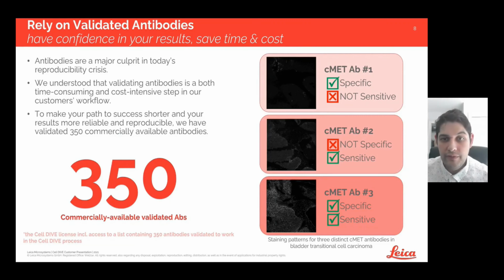And I just want to point out a couple of features of the overall solution that can make this work even easier for researchers. The first thing I'd like to point out is that the antibodies that are used for CellDive, you're not on your own in finding and sourcing them. We provide, along with the solution, a list of 350 commercially available validated antibodies to help you deal with the reproducibility crisis that can come from antibodies and reduce the overall time spent validating antibodies for your studies.